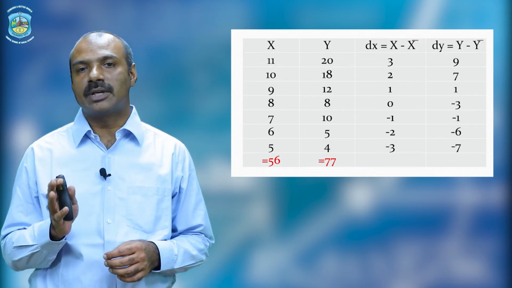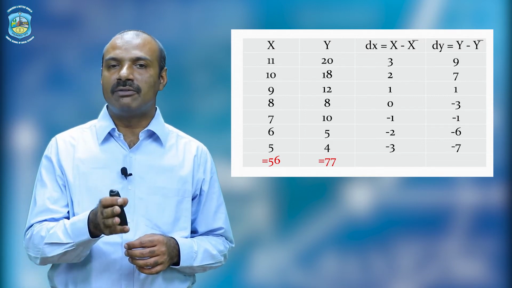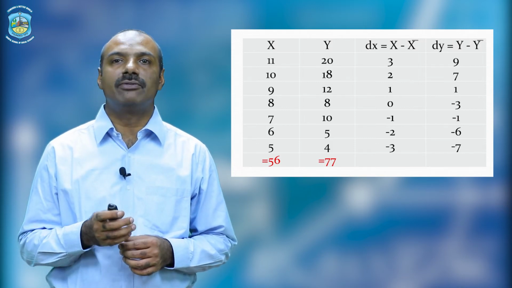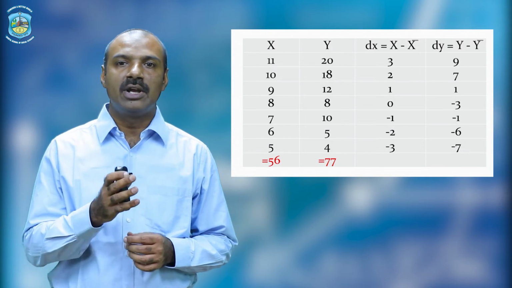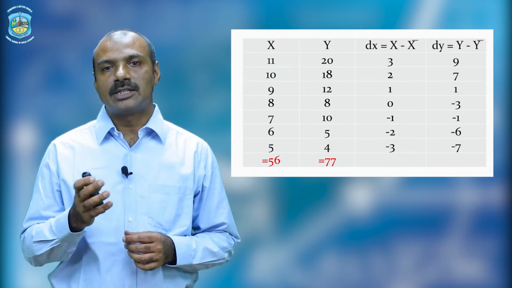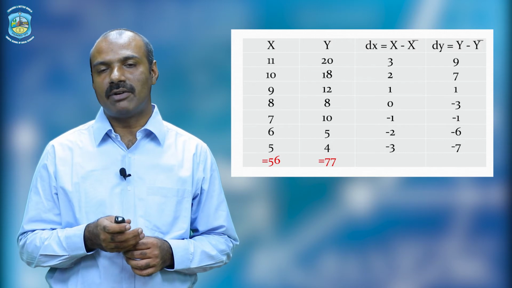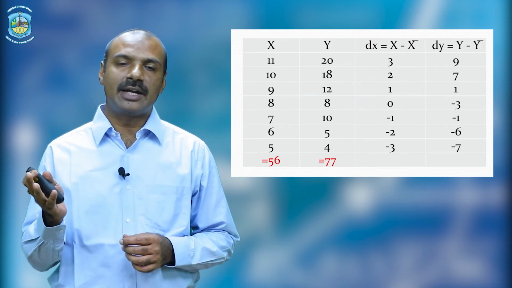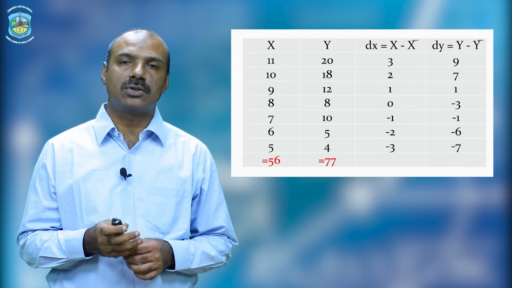It means we have to subtract 11 from all the given values of y. So the first value of y is 20. It means we have to subtract 11 from 20, which comes out to be 9. Similarly, 18 minus 11 is 7. So we have to calculate all the differences, by subtracting 11 from all the given values of y.